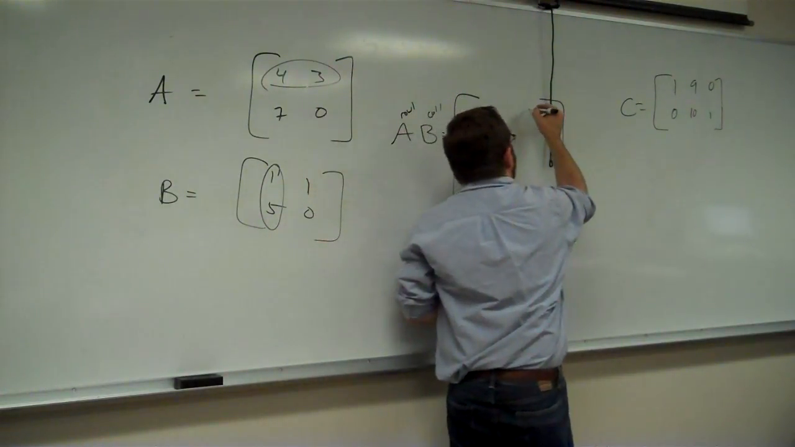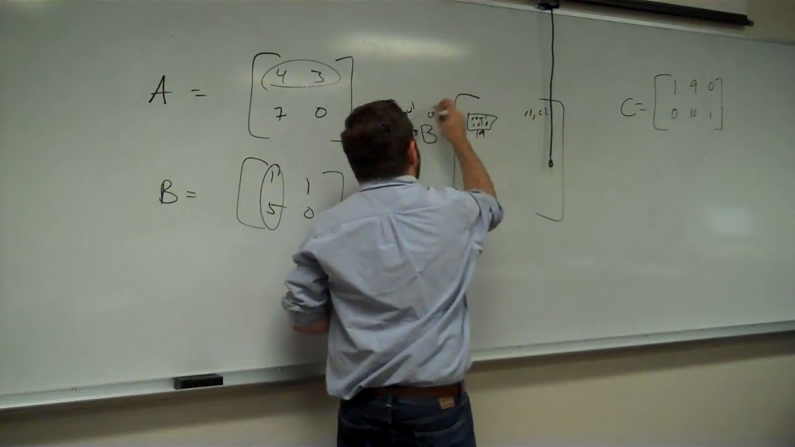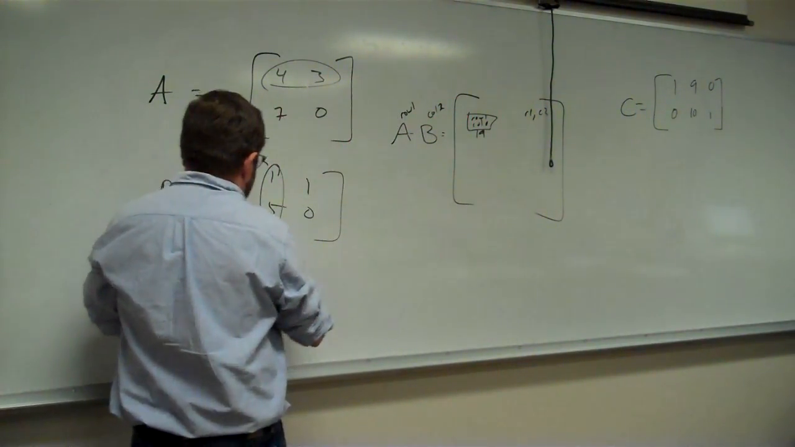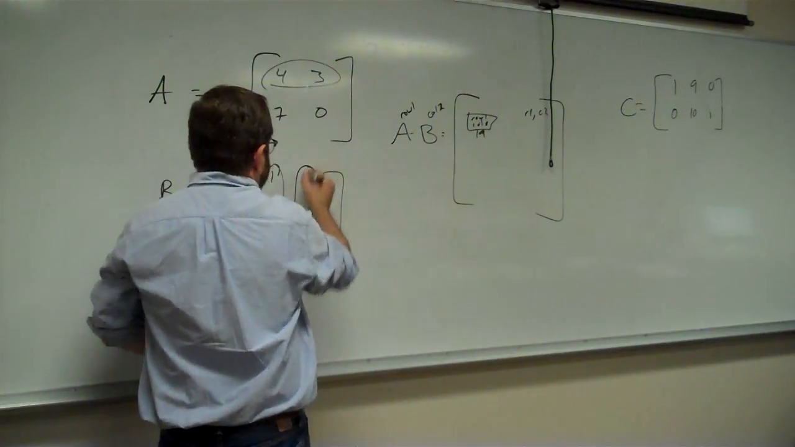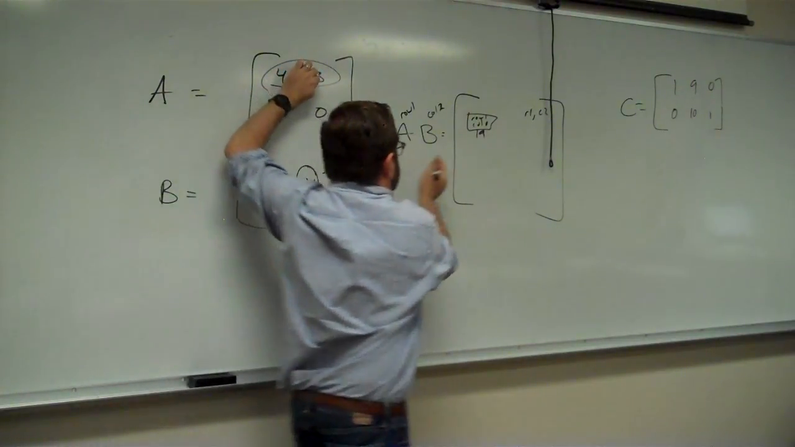So it's 4 times 1 plus 5 times 3 is 19. To get row 1, column 2, you're going to use row 1 of the first matrix, column 2 of the second one. Row 1, now it's this guy. 4 times 1 plus 0 times 3 is 4.